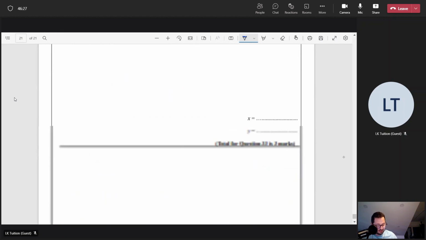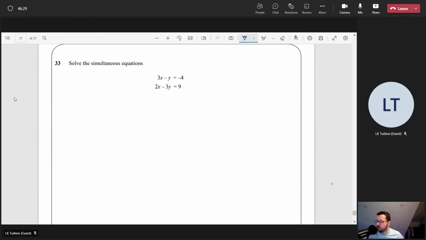Okay, and I believe this is the last question of the paper. So we just want to solve these simultaneous equations. We've got 3x minus y equals minus 4, and we've got 2x minus 3y is 9. So we want to make either the x's or the y's match. I'm looking at y's because I can just times the top by 3 and it's going to match already. So if I times everything in this top one by 3, I'm going to get 9x, minus 3y equals minus 12.